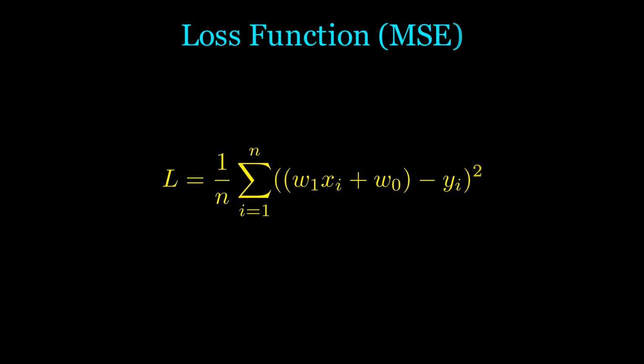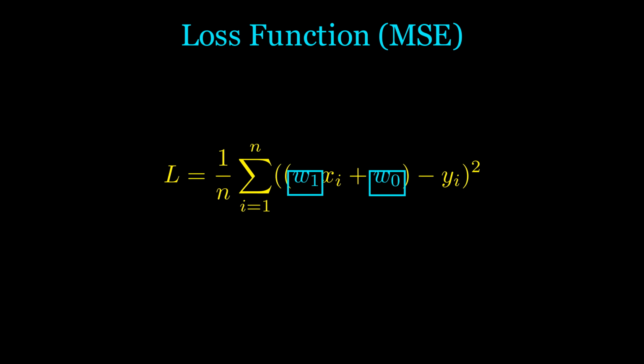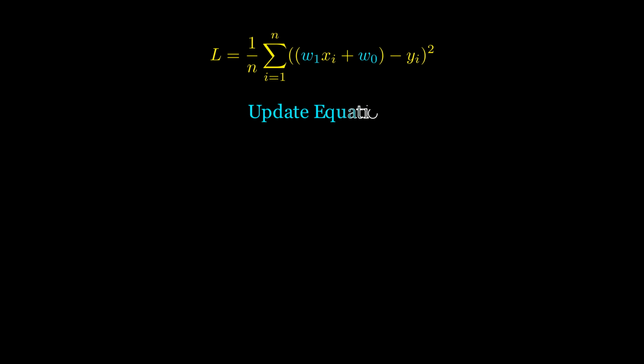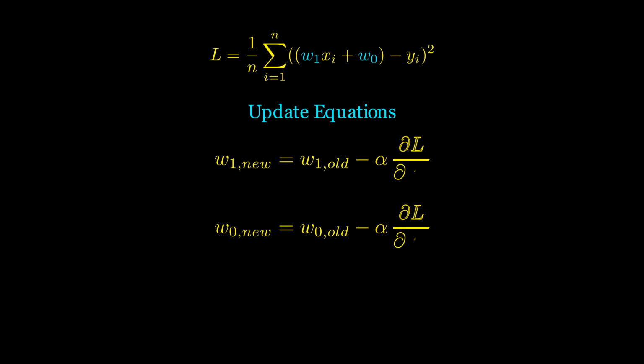Having analyzed the loss function, we must now establish the corresponding update rules. Since our model involves two independent variables, W1 and W0, the gradient descent algorithm requires two distinct update equations. Consider the primary update for W1. W1 new equals W1 old minus alpha times dou L by dou W1.